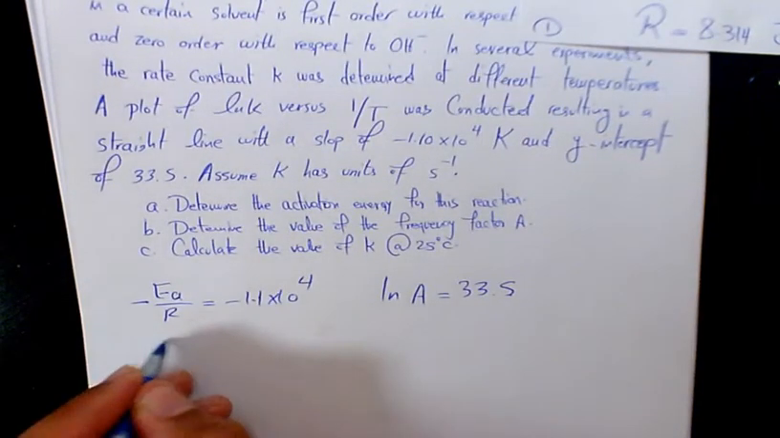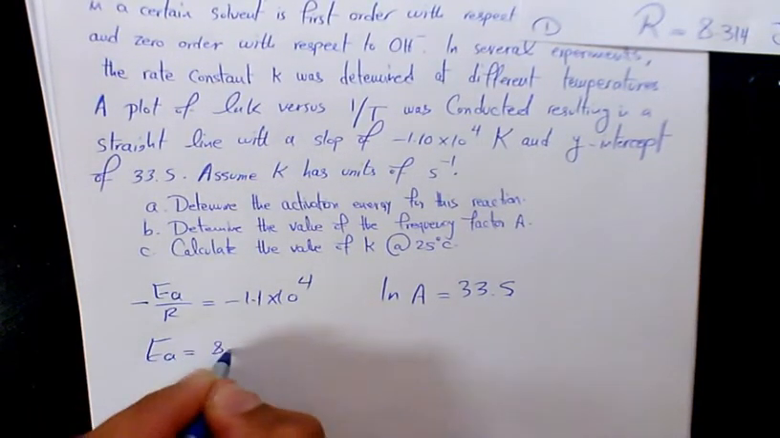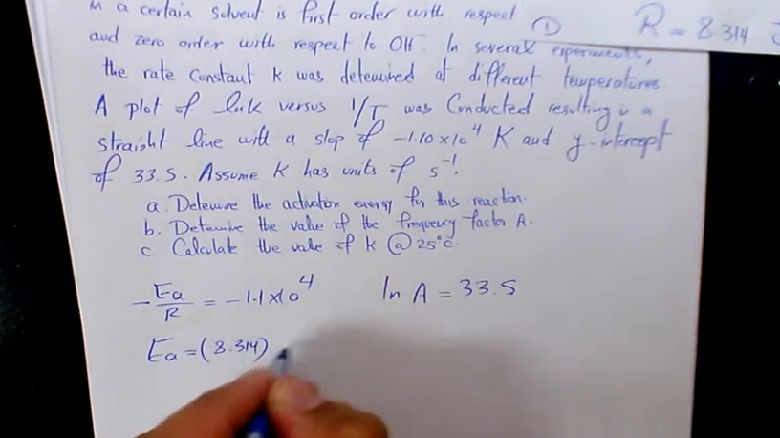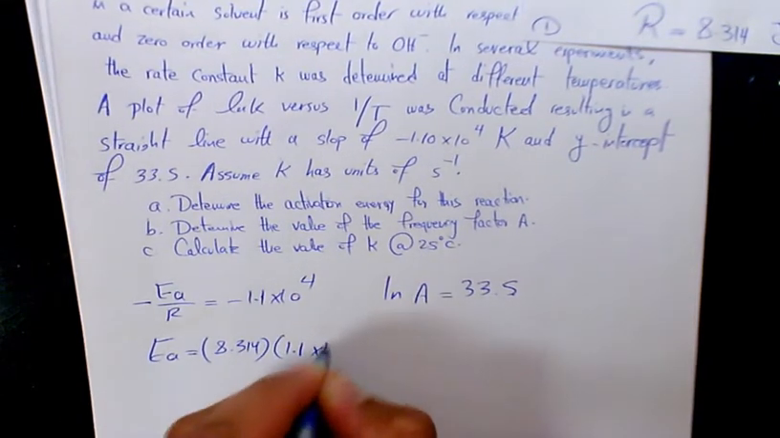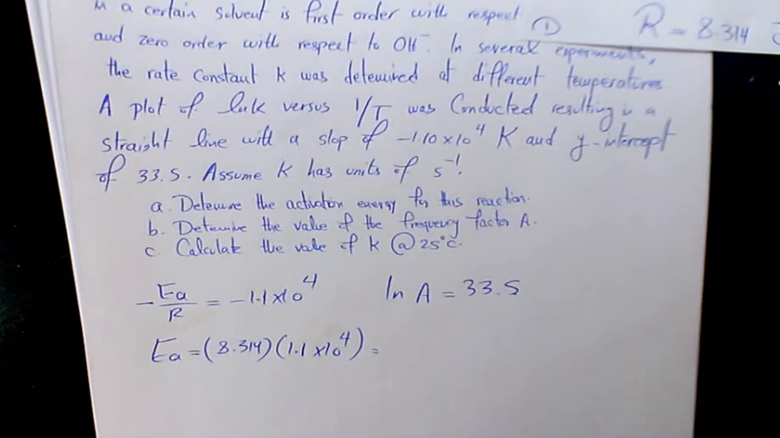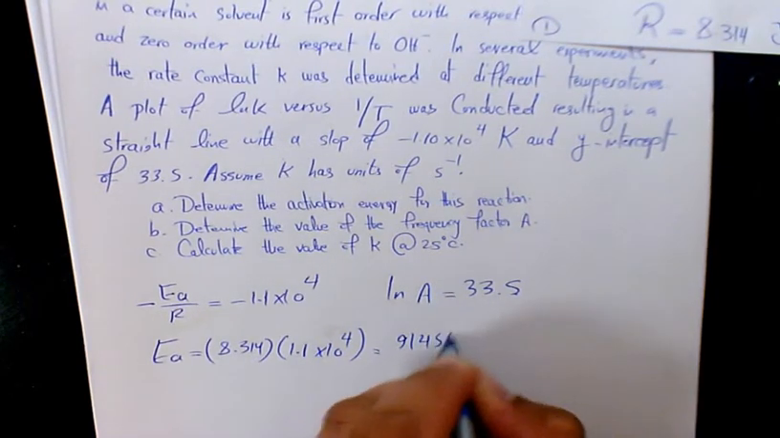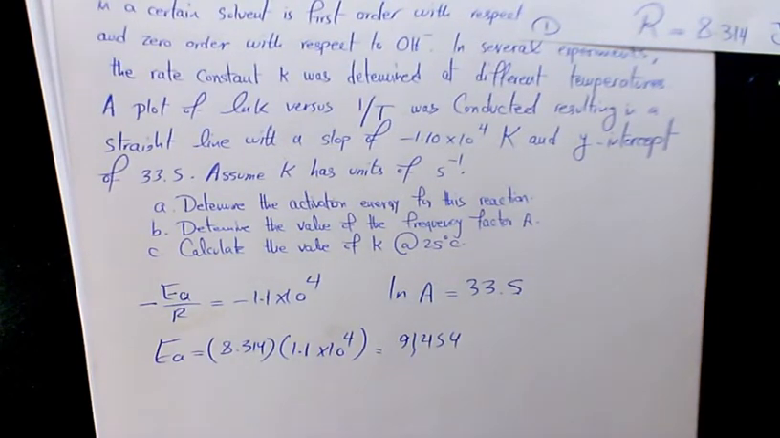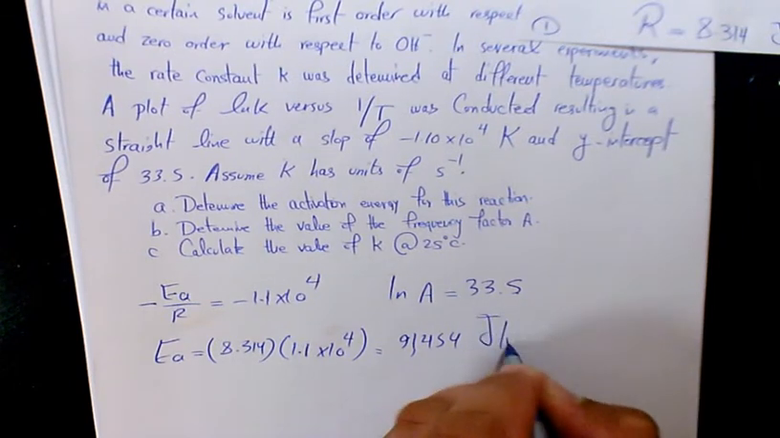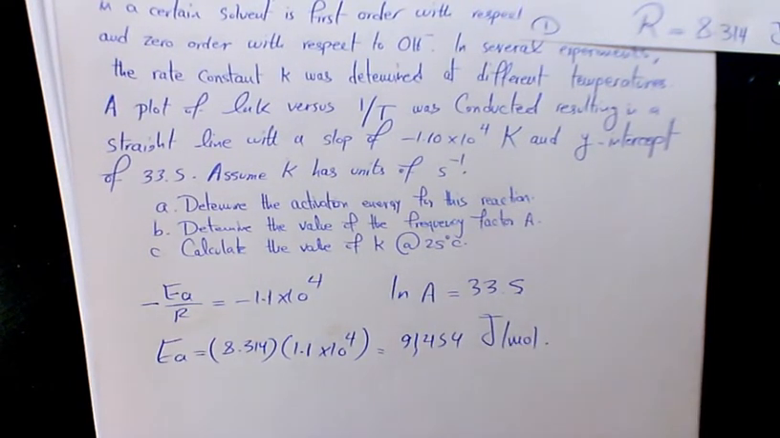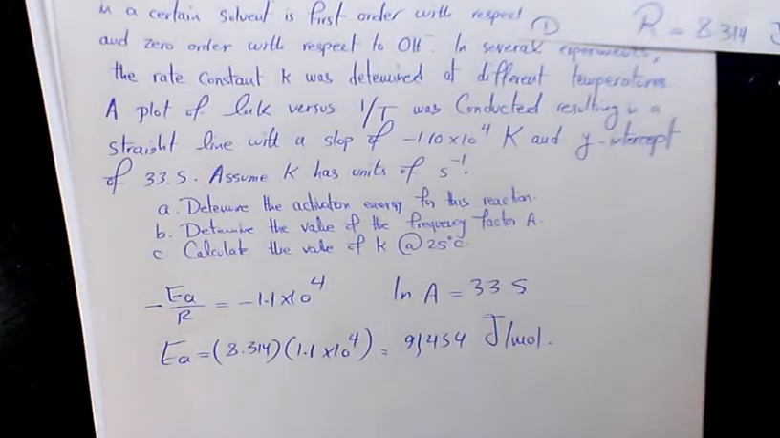That's simple. So EA is going to be 8.314 times 1.1 times 10 to the power 4. That's going to be 91,454 joule per mole. That's the activation energy, the answer to part A.